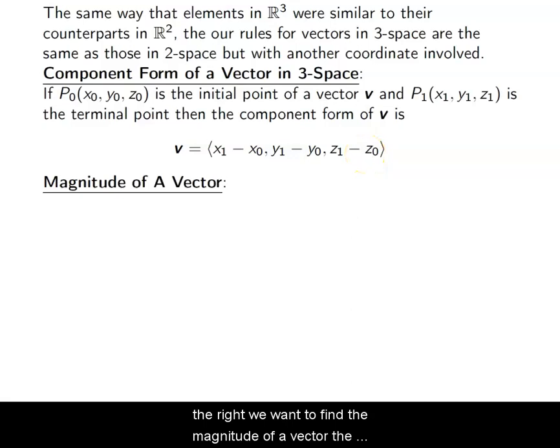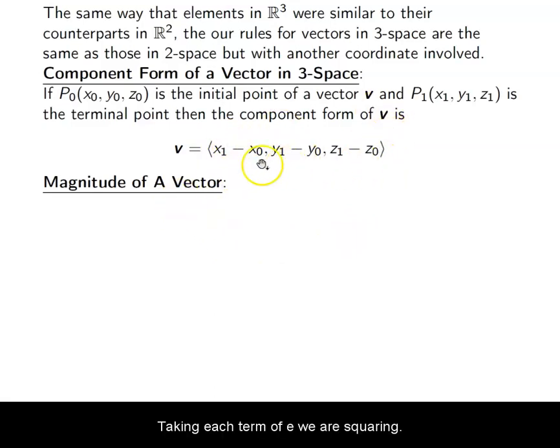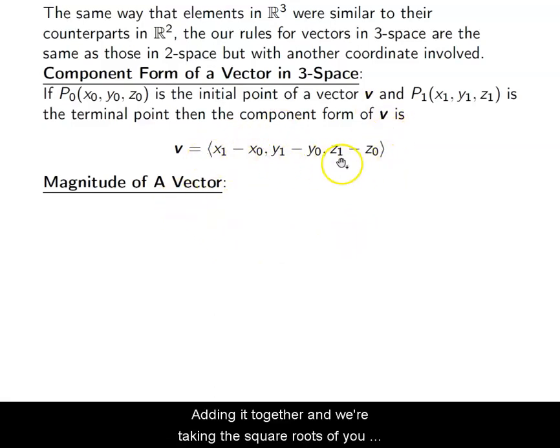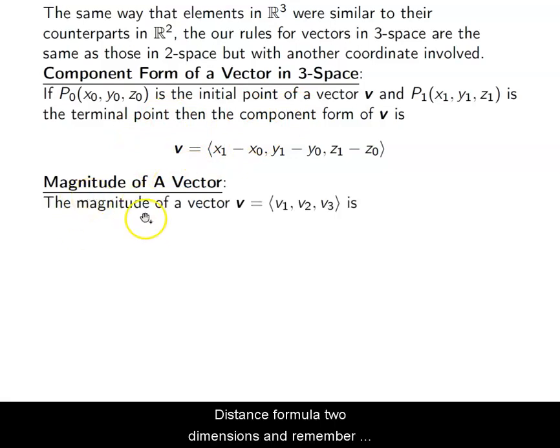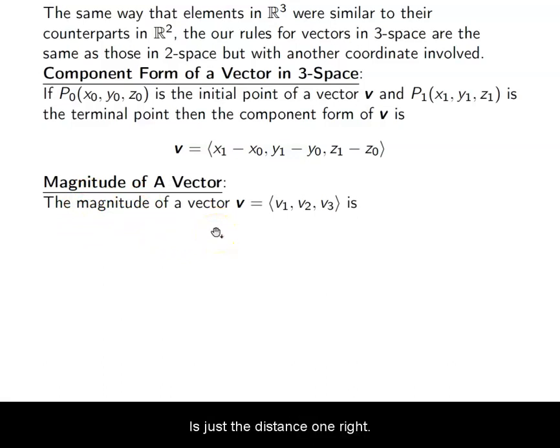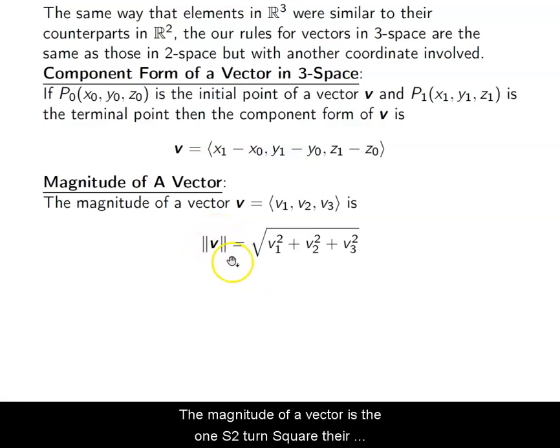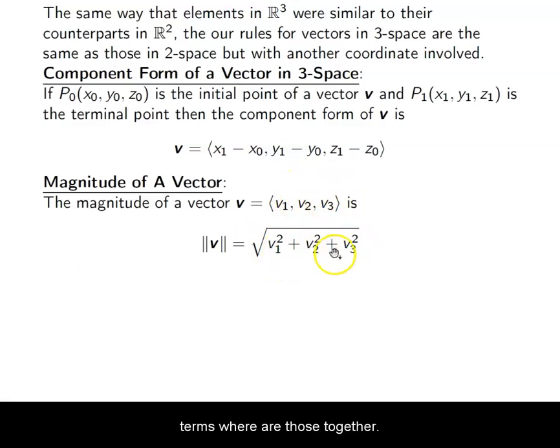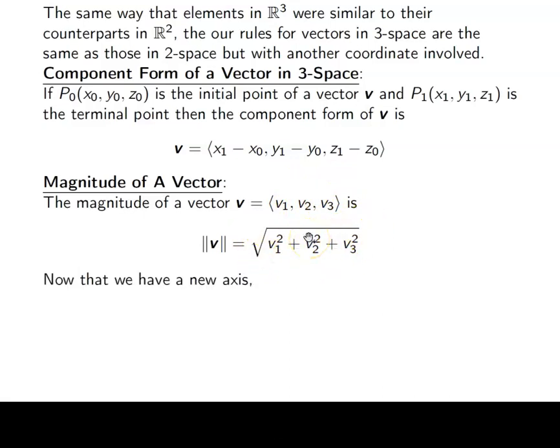We want to find the magnitude of a vector. The formula is exactly the same. We are taking each term of V, we are squaring it, we're adding it together, and we're taking the square root, because we saw before that length in 3 dimensions is really just, again, an extension of the distance formula in 2 dimensions. And remember, magnitude, or the length of a vector, is just the distance formula, right? So the magnitude of a vector is the first term squared, second term squared, third term squared. Add those together, take its square root, okay?